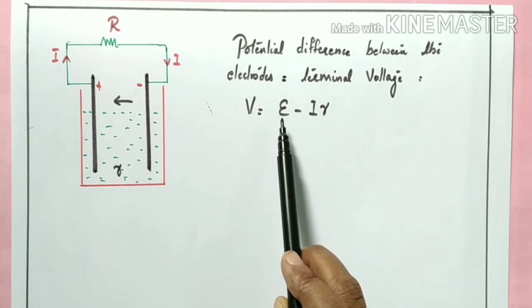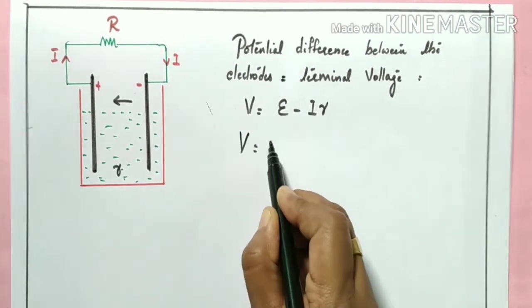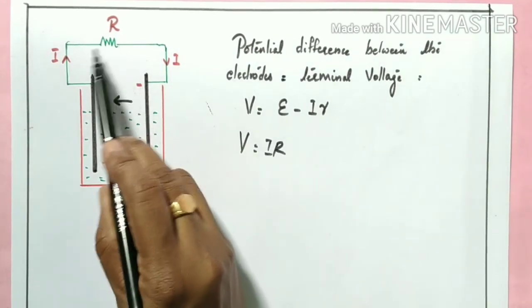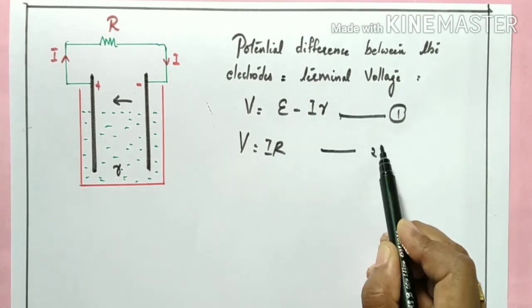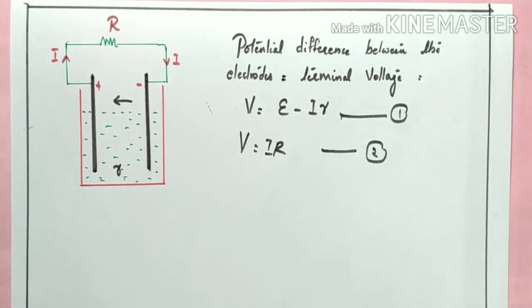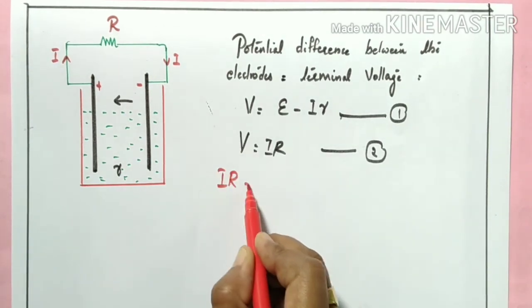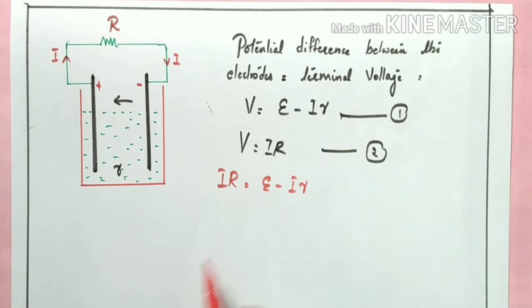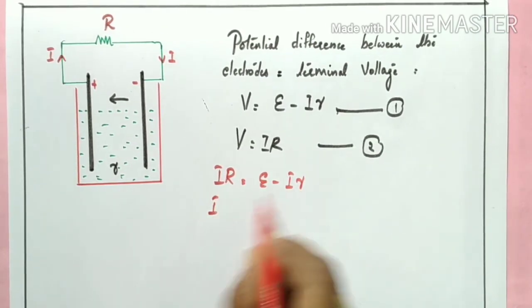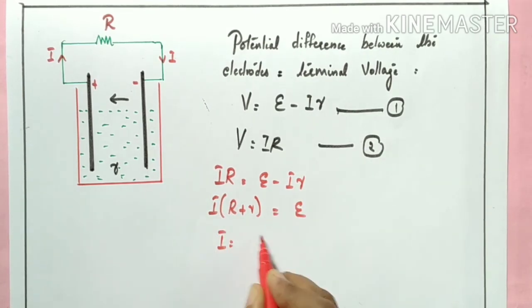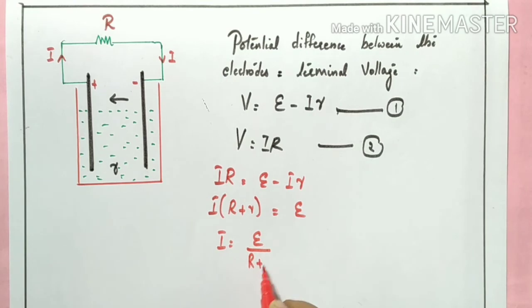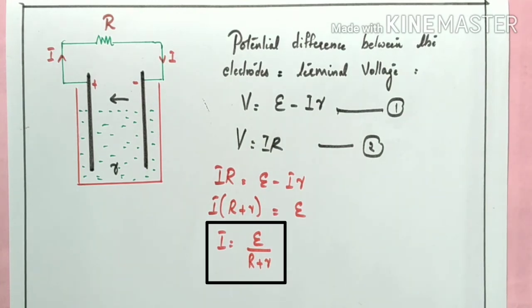E means the EMF. From Ohm's law we can write V equal to IR. That means potential difference across the resistance is V equal to IR. Let this be the first equation and this the second one. From first equation and second equation we can write IR equal to E minus I into small r. I into R plus r equal to EMF E, and hence current I equal to E divided by R plus r, where E represents the EMF, R is the external resistance connected, and small r represents the internal resistance.